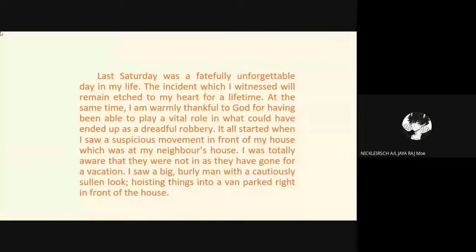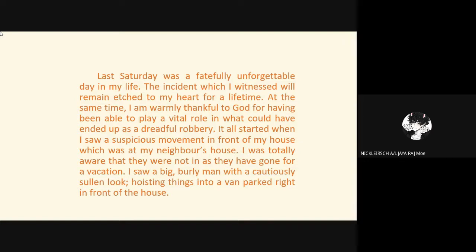Right, I'll go, sir. Last Saturday was a fatefully unforgettable day in my life. The incident which I witnessed will remain etched into my heart for a lifetime. At the same time, I am warmly thankful to God for having been able to play a vital role in what could have ended up as a dreadful robbery.